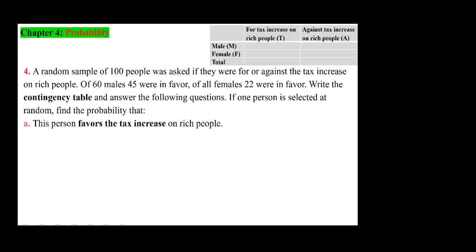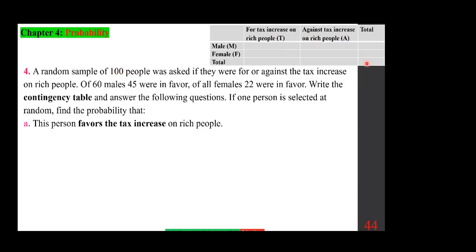So male, we're going to use M, female, we're going to use F, just to make it easy when we want to write the probability. For tax increase, T for tax, against, A for against, just to give you an idea. Now we need to fill in what we have, a random sample of 100 people. That means the total is 100. So right here is the total. Total of everything is 100.